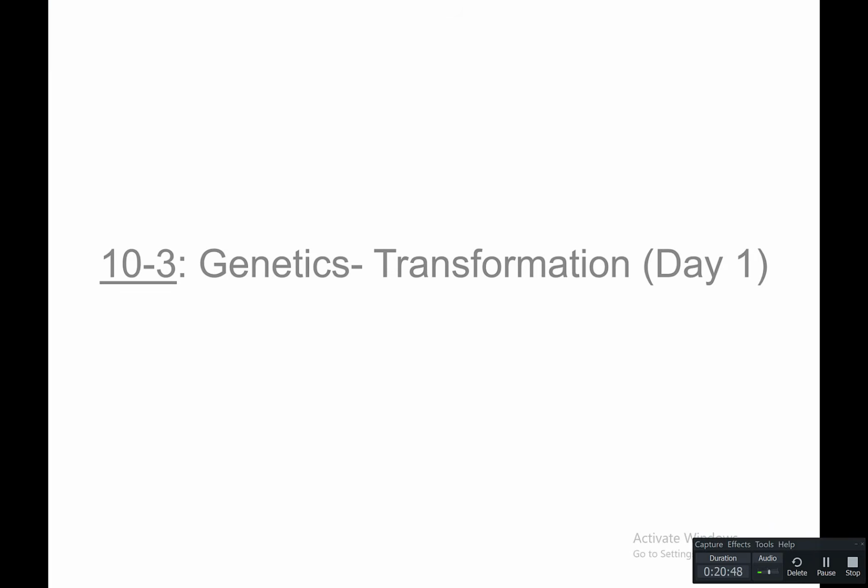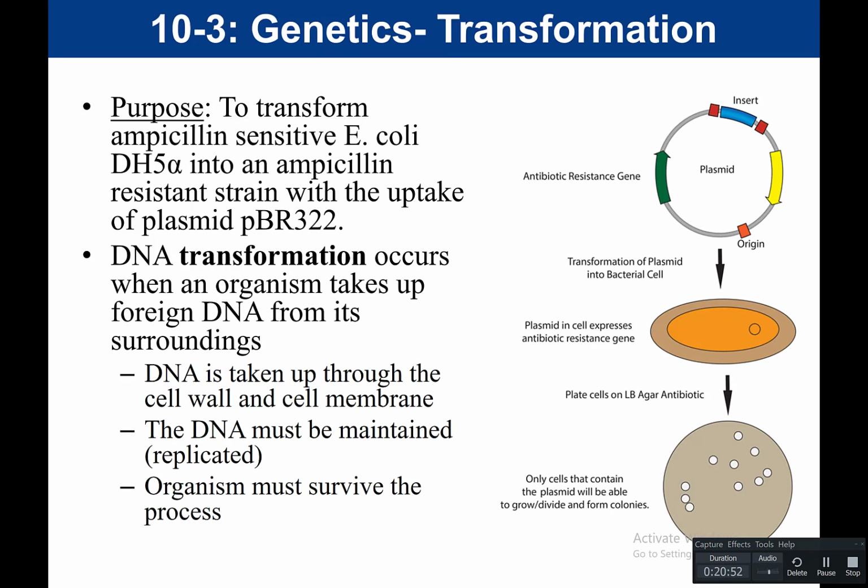So now moving on to our transformation lab. What you want to know for your transformation lab is the purpose. The purpose of this experiment is to transform ampicillin-sensitive E. coli, a strain called DH5-alpha, into an ampicillin-resistant strain with the uptake of a plasmid. You don't need to memorize that the name of the plasmid is pBR322. That's not important, but you want to understand the purpose of a transformation.